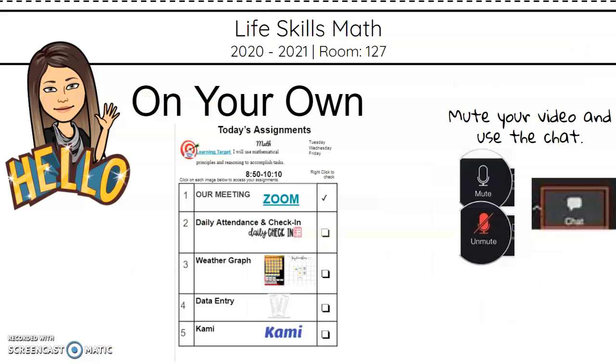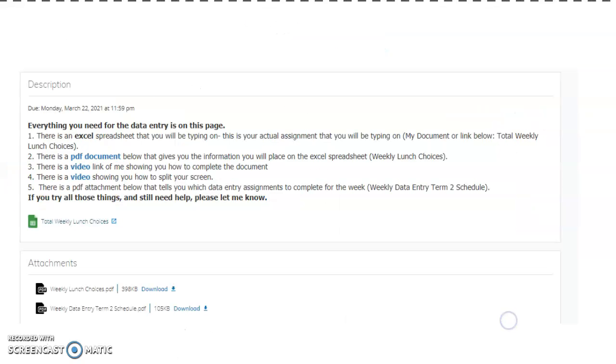The last thing you're going to do on your own is your data entry. Click on the image on your schedule, data entry. You'll come to your assignment. Remember, there is a lot of helpful information if you're not sure what to do. Each one of these blue items is a link, and each one of these attachments are links.